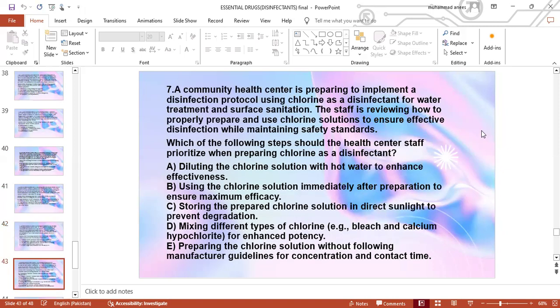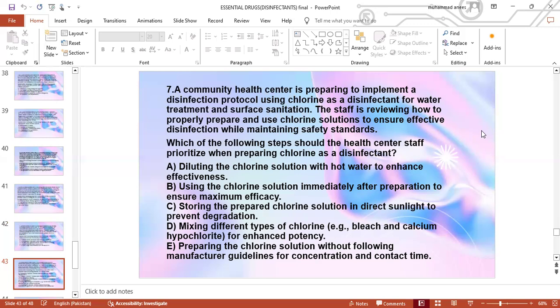Seven, a community health center is preparing to implement a disinfection protocol using chlorine as a disinfectant for water treatment and surface sanitation. The staff is reviewing how to properly prepare and use chlorine solutions to ensure effective disinfection while maintaining safety standards. Which of the following steps should the health center staff prioritize when preparing chlorine as a disinfectant?